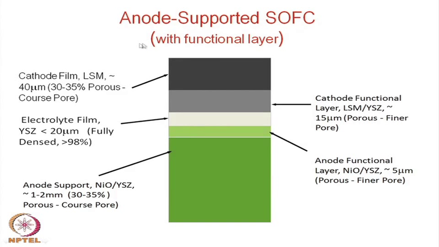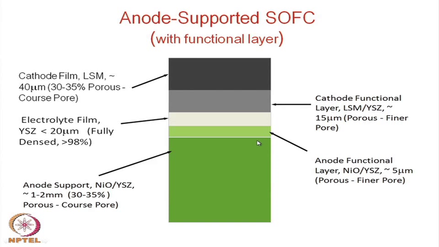This is again the expanded view of the similar structures. Only thing, we have some material here. This is an anode supported one, this is the anode, 1 to 2 millimeter thick with 30 to 35% porosity, coarse pores are there. And then you have the white region, which is actually the electrolyte, 20 micron thick, and the density is about 98%, fully dense. These are the cathode films, once again about 40 to 50 micron in thickness, and the porosity is 30 to 35%, coarse pores.